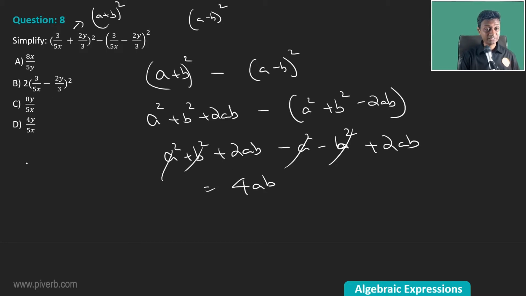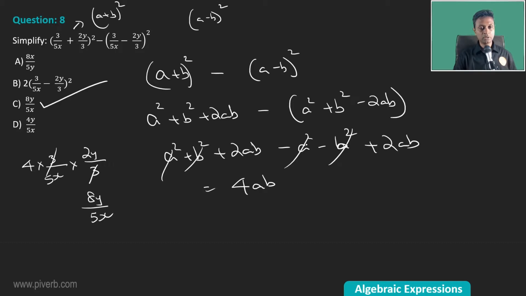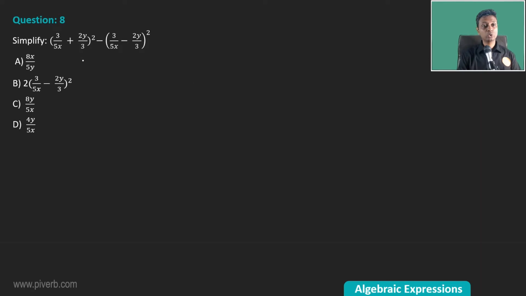Or for our case, the answer will be 4 into 3/5x into 2y/3. These two will go off. 4 into 2y is 8y by 5x. So this idea where we can imagine it as (a + b) whole squared and (a − b) whole squared is very useful. Let's do this the traditional way.